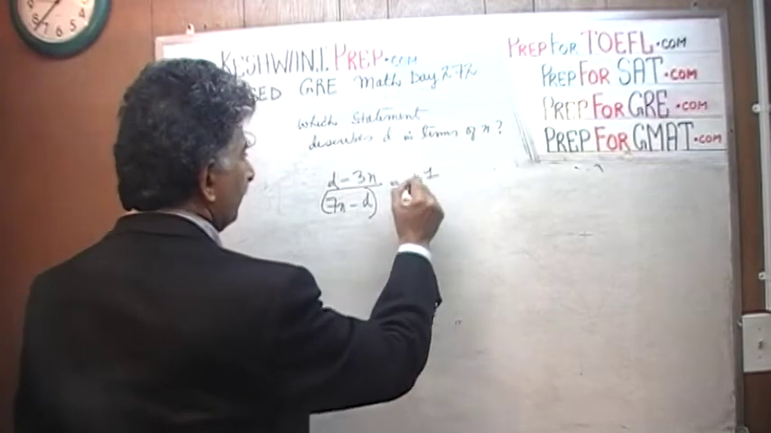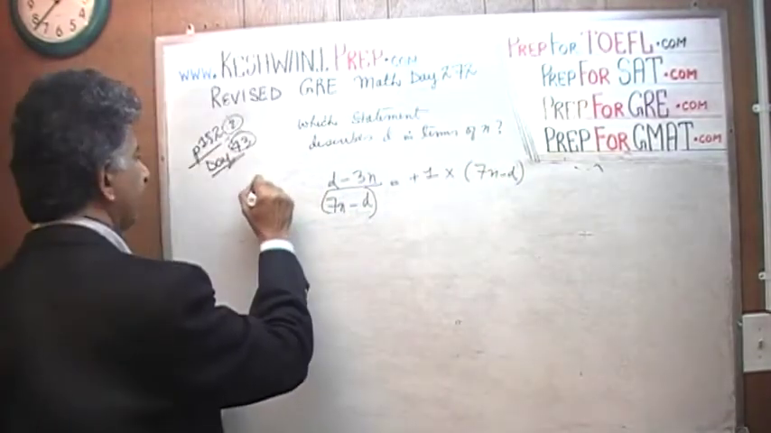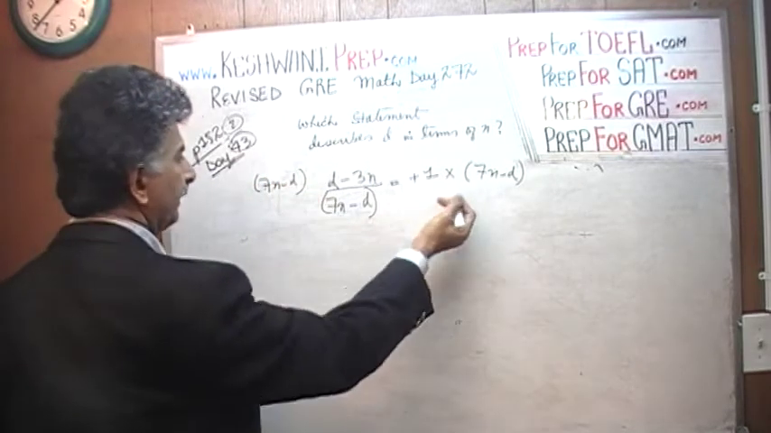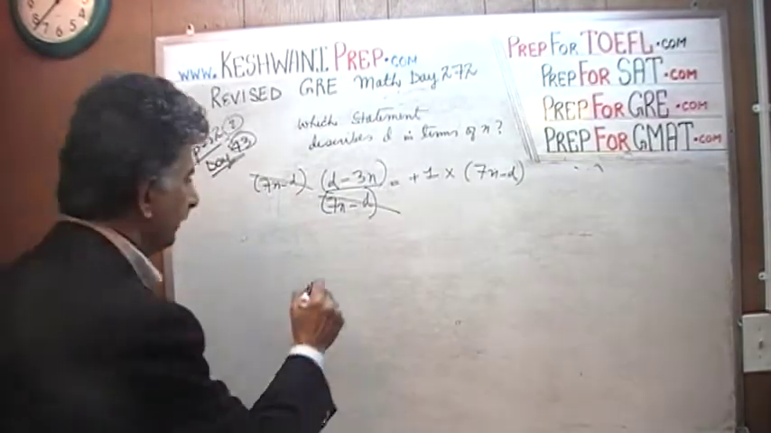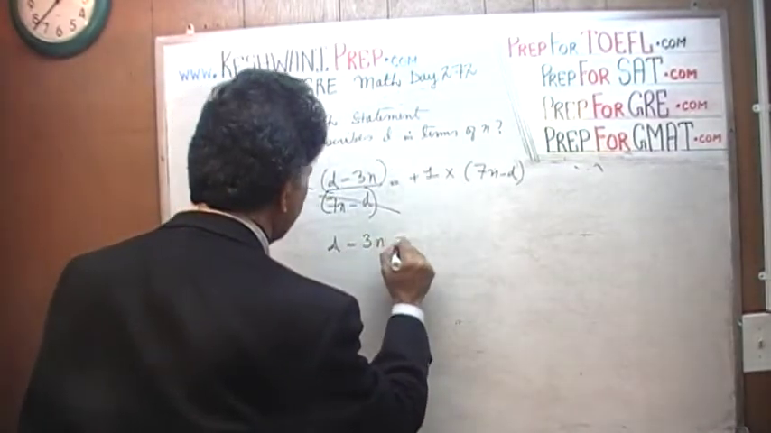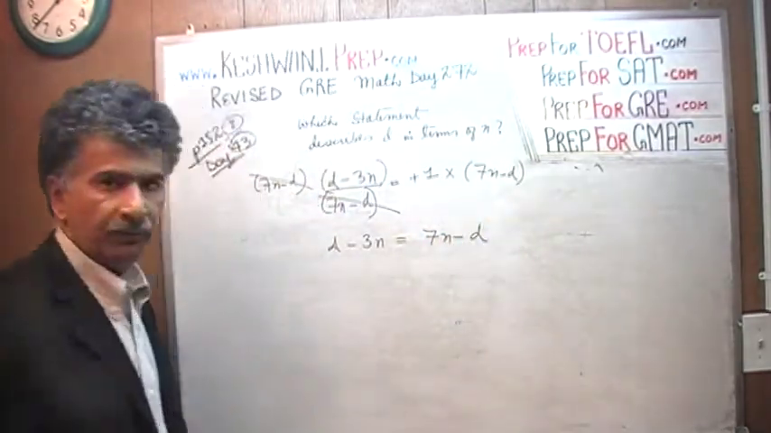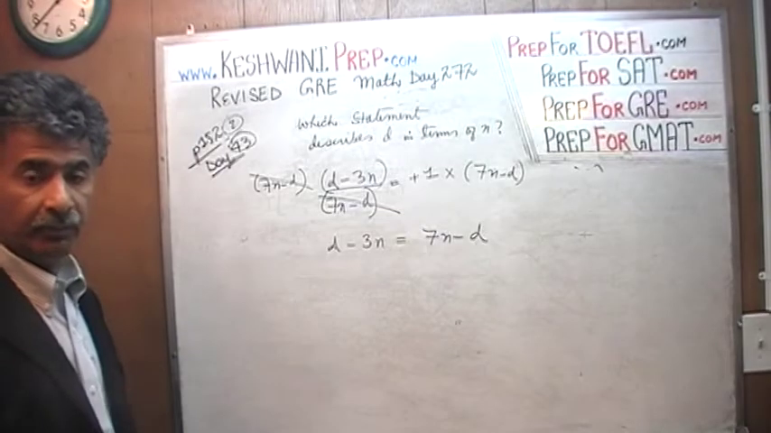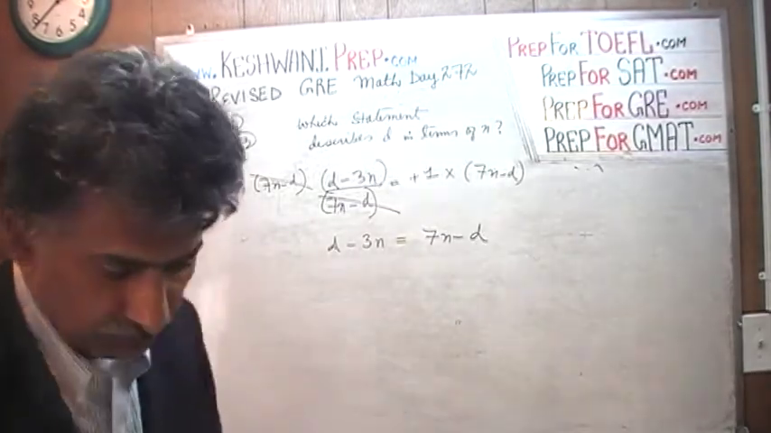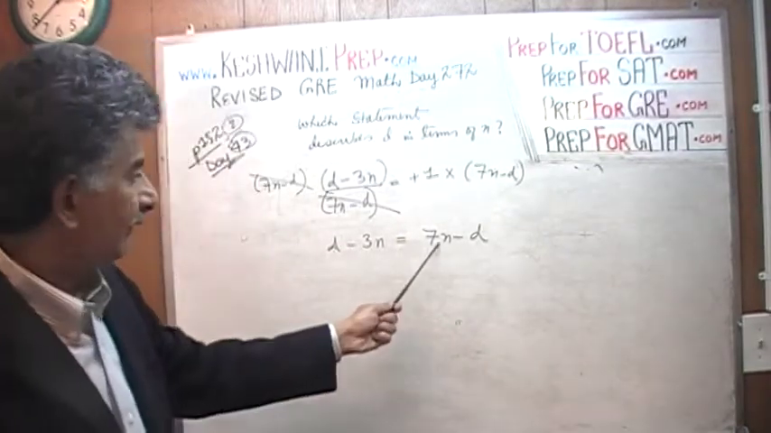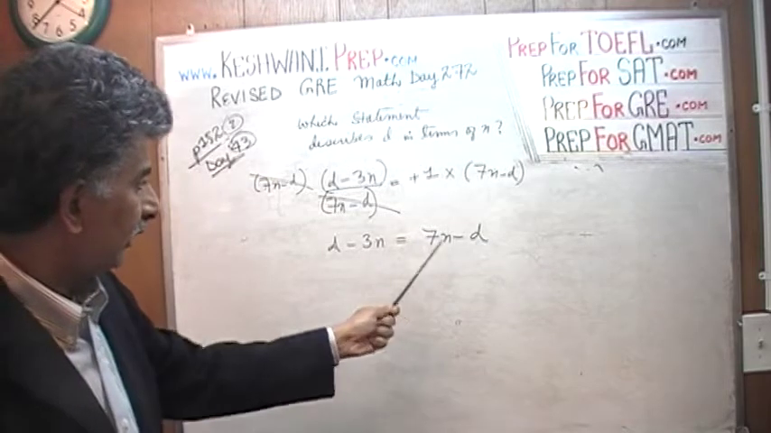Let's multiply both sides of this equation by 7n minus D. Multiply this side by 7n minus D, multiply that side by 7n minus D, so 7n minus D drops out from here. And we end up with D minus 3n equals 7n minus D, because it's just 1 times that amount. Now all we have to do is bring all the D's on one side and all the n's on the other side. If we were to try to bring this 7n on this side, we'll end up with a negative coefficient for n. I don't like that. Let's bring 3n to that side.